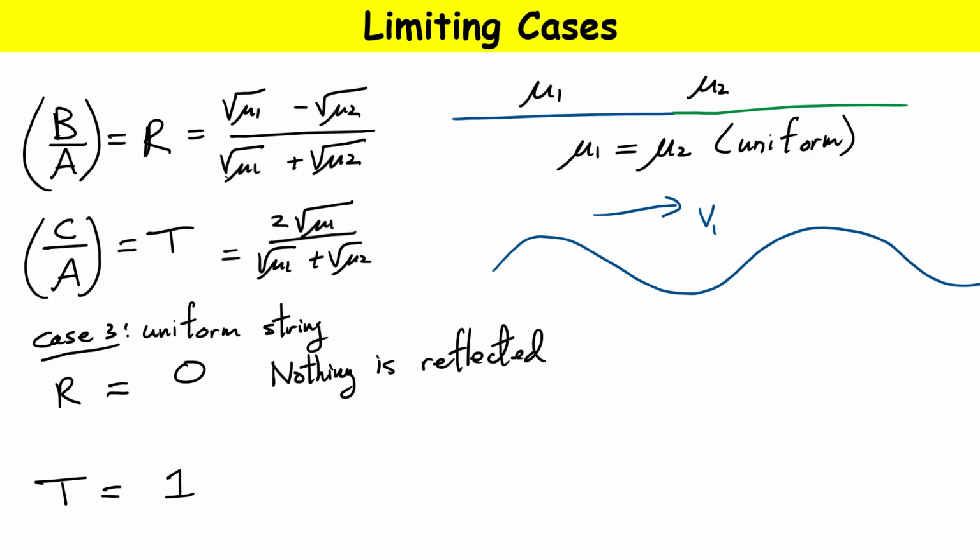Propagates at speed v1. Guess what? The transmission then is 1, right? So it's exactly the same. Okay? The boundary is no different than any other point on the string. The wave passes simply right through it, okay, in this limiting case.